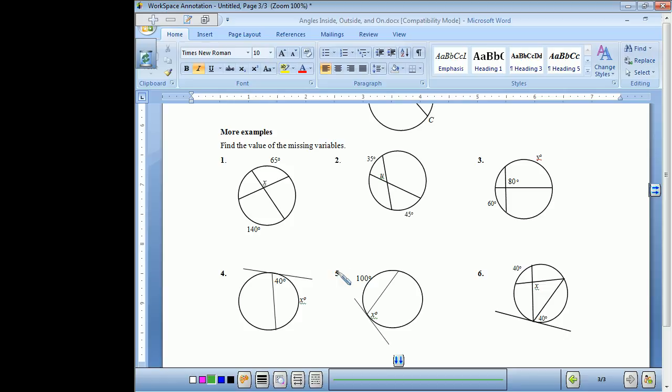Times 2. This is not the 50, so it has to be... this angle right here. Again, here's the thing. With this one, it was kind of like that. No, remember that one is supposed to be half. These two make a straight line. That's supposed to be half. So what would you subtract?